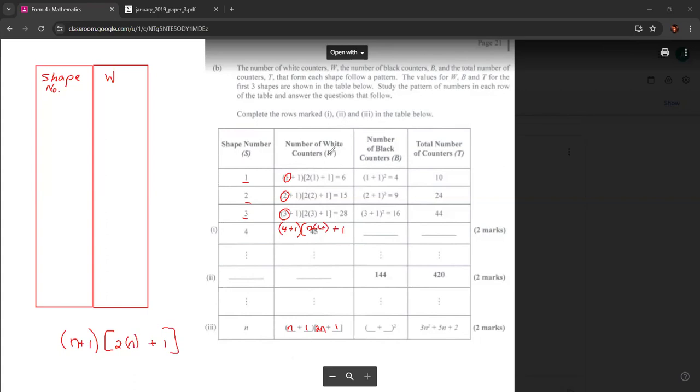Now, I have two missing lines here, so really and truly, I can't figure out anything yet. So what we do is we move on to the next column, which would be the black counters. Because we can't get any further information there, we move on to the next set, which would be the black counters.